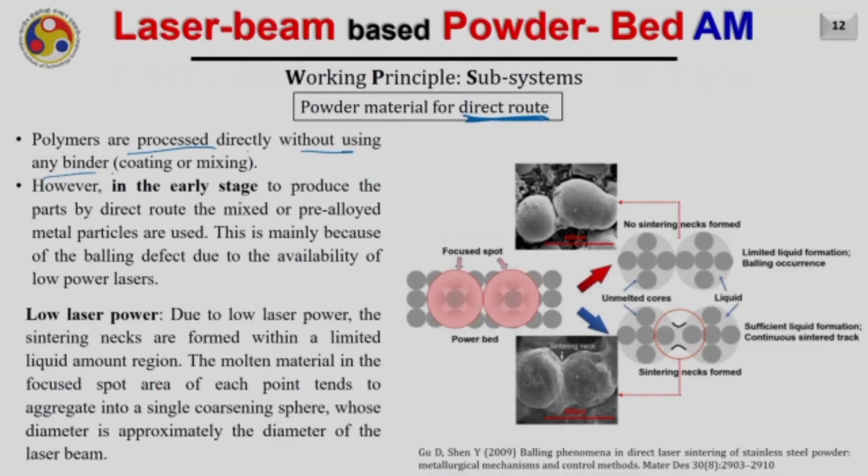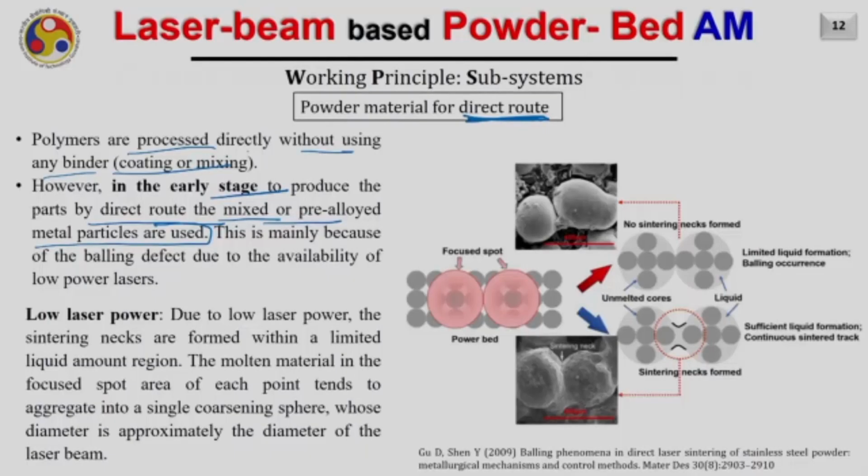So the polymers are processed directly without using any binder or coating or mixing. However, in the earlier stage, to produce the part by the direct route, mixed or pre-alloyed metal particles were used. It was difficult in the beginning to use a pure metal to build the part, and that was very difficult with high melting point temperature particles. This is mainly because of the boiling effect, which usually occurs due to the unavailability of high power diode or fiber lasers. So what happened when the laser power is low?